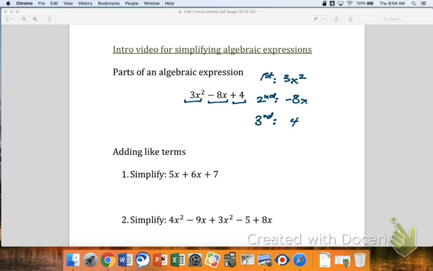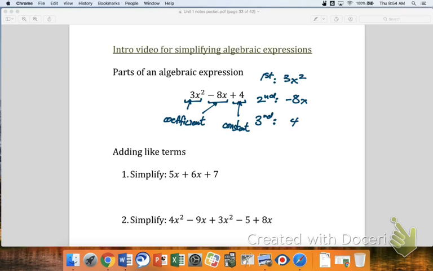So within the terms, a couple of other expressions or terminology we want to know here. The 3 is known as a coefficient. This is typically the numerical part of the term here, the numerical base that's being multiplied times the variable. The 8 is also a coefficient. And the 4, because the 4 does not have a variable with it, we would call that a constant.